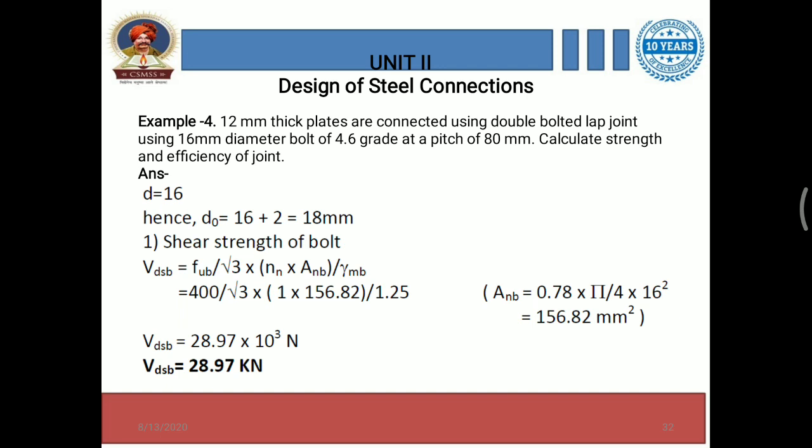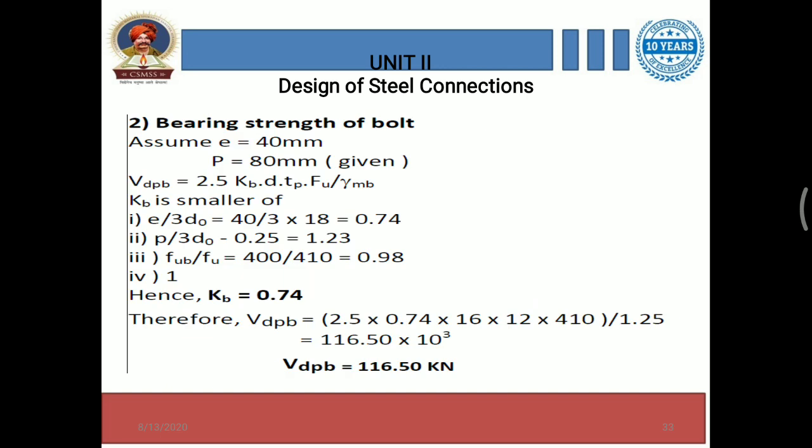Upon 1.25, that is gamma MB. Okay, then from these calculations we will get VDSB is equal to 28.97 into 10 to the power 3 Newton, and that is nothing but 28.97 kilonewton. Okay, this is VDSB. Then second step is bearing strength of bolt.